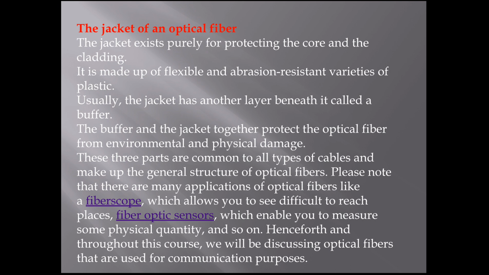The next one is the jacket of the optical fiber. This is the last layer, or the outer layer, of the optical fiber. The jacket exists purely for protecting the core and the cladding. It is made up of flexible and abrasion-resistant varieties of plastic. Usually the jacket has another layer beneath, called the buffer. The buffer and the jacket together protect the optical fiber from environmental and physical damage. These three parts are common to all types of cable and make up the general structure of optical fiber.